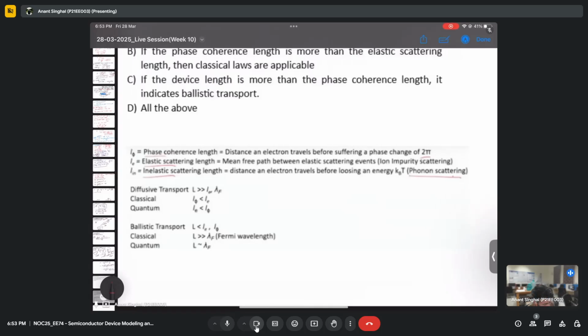So there are a few lengths that we in general define in any device. Those three lengths are: first is the phase coherence length. It is the distance an electron travels before suffering a phase change of 2 pi. So if an electron suffers a phase change of 2 pi, then that particular length is phase coherence length. Similarly, we have elastic scattering length. It is the mean free path between the elastic scattering, like the mean free path between the collisions. So that tau time was the mean free path collision time. Similarly, the length in between the collisions is the elastic scattering length, and the inelastic one is basically the distance an electron travels before losing an energy kBT.